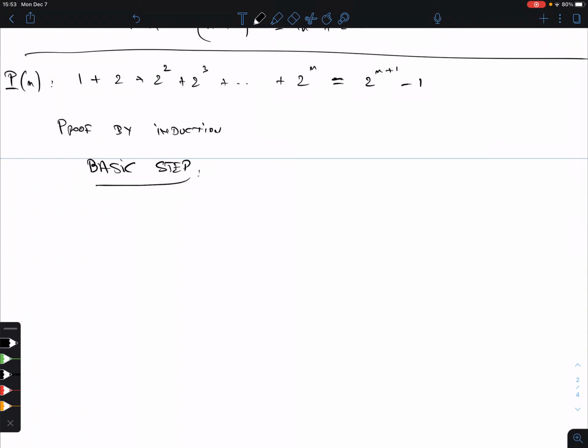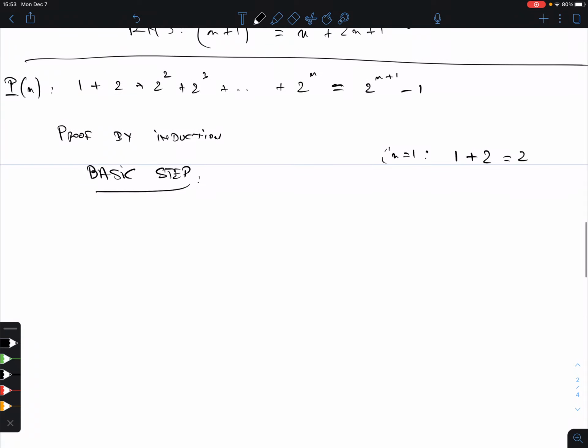What is the smallest n that this applies to? Well, actually, not n equals 1, because n equals 1, what would that do? If n is 1, then this formula, P1, would say 1 plus 2 to the power 1 is equal to 2 to the power 2 minus 1. Now, that is true, of course. Yes, because the formula is going to be true. So this is true, but it's not the basic step, because there is even a smaller step.